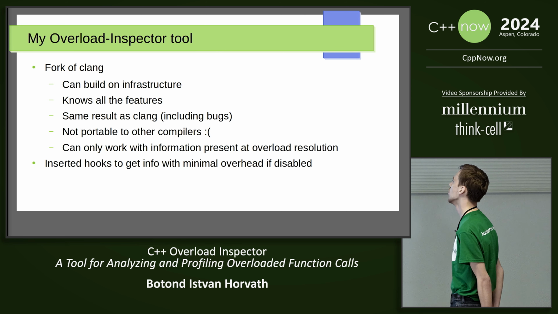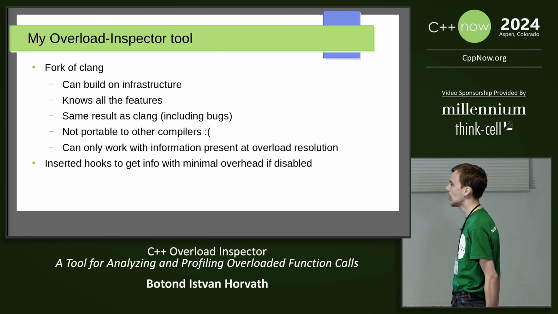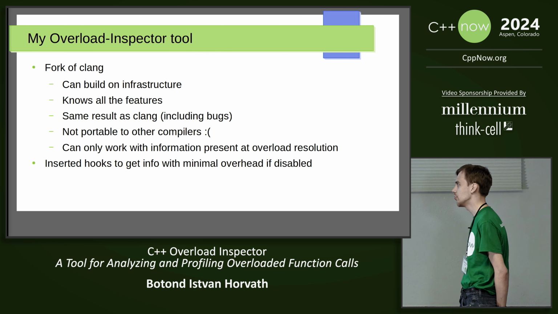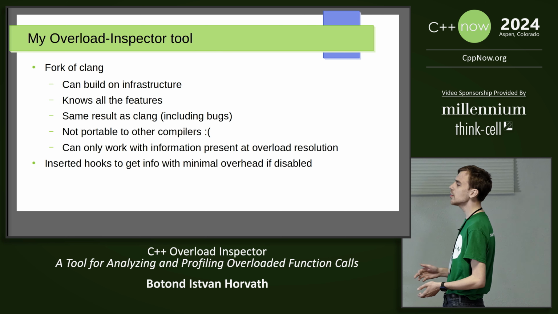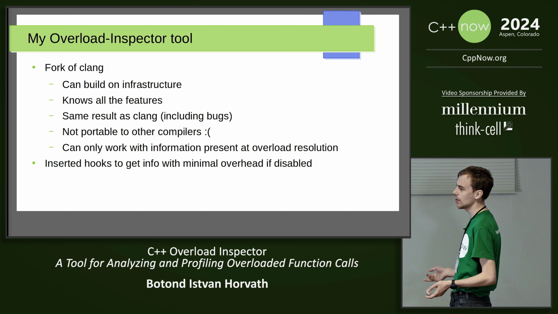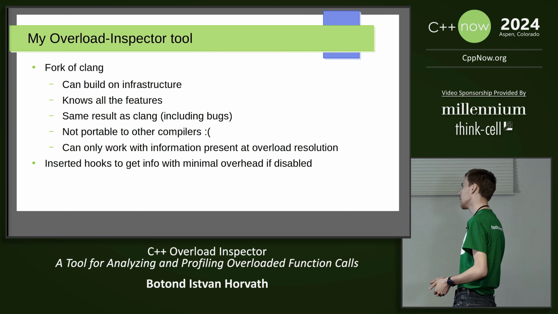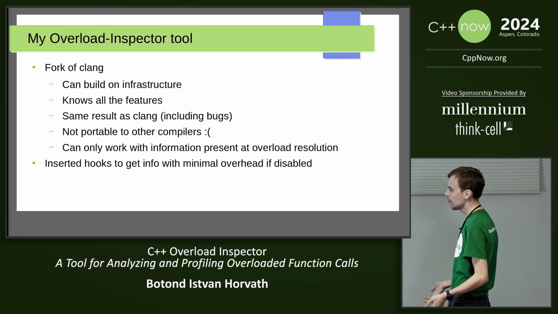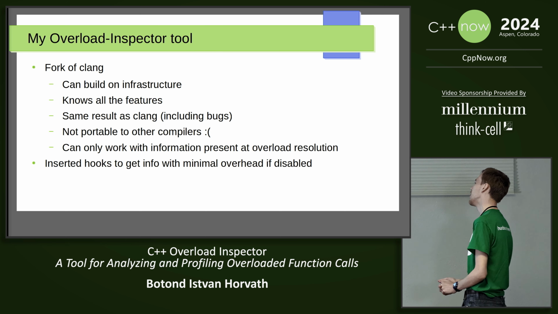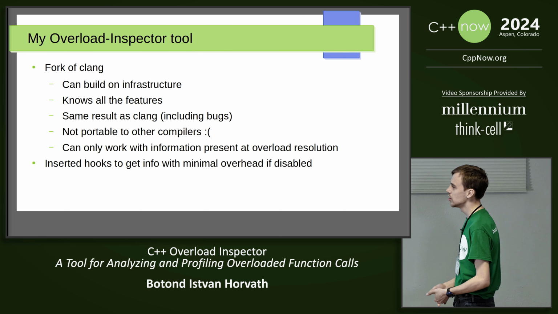my overload inspector tool. This tool is a fork of the Clang compiler, so I could build it on a working infrastructure, and it knows all the language features. It basically explains why we picked the overload and which one we picked. And it's guaranteed to always pick the same one as Clang because it's basically Clang. But unfortunately, this means that it's not portable to other compilers.